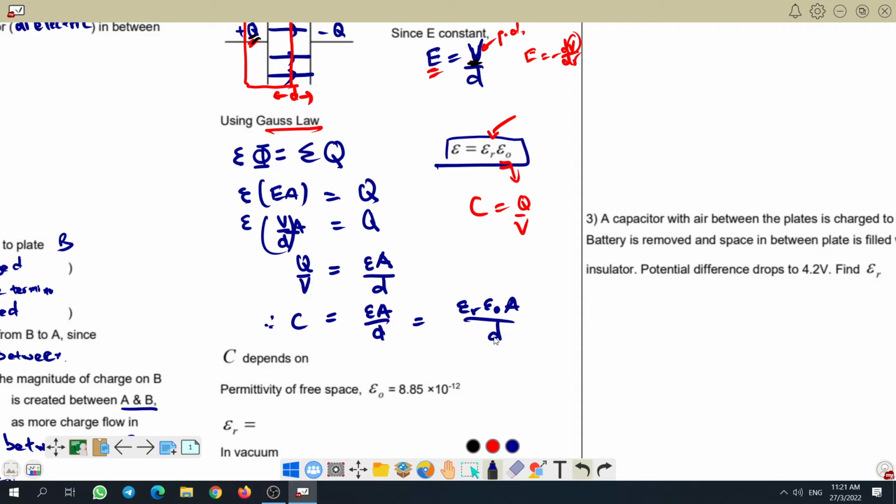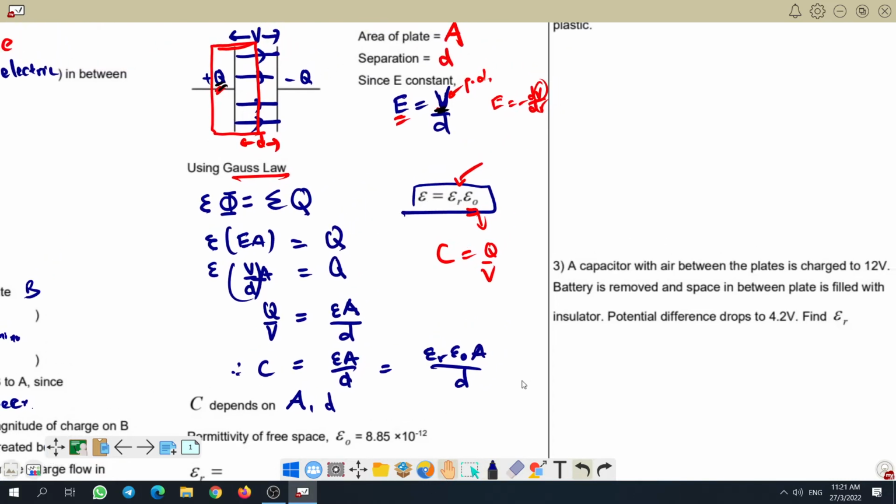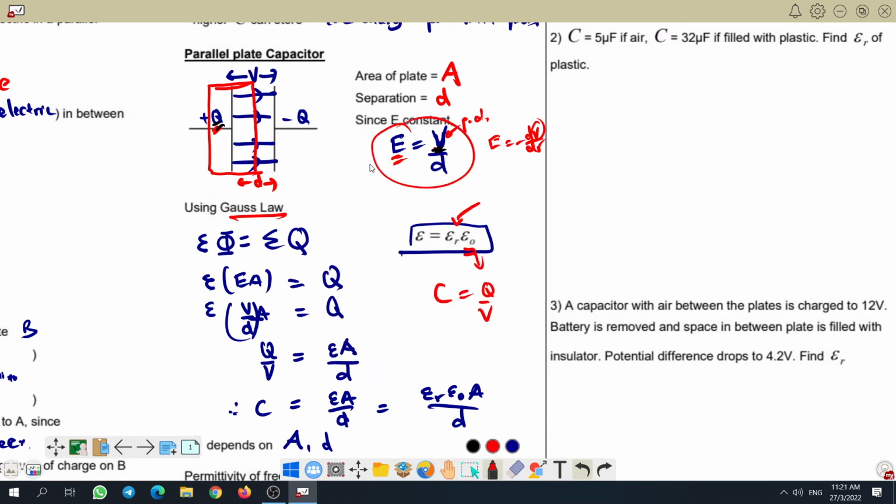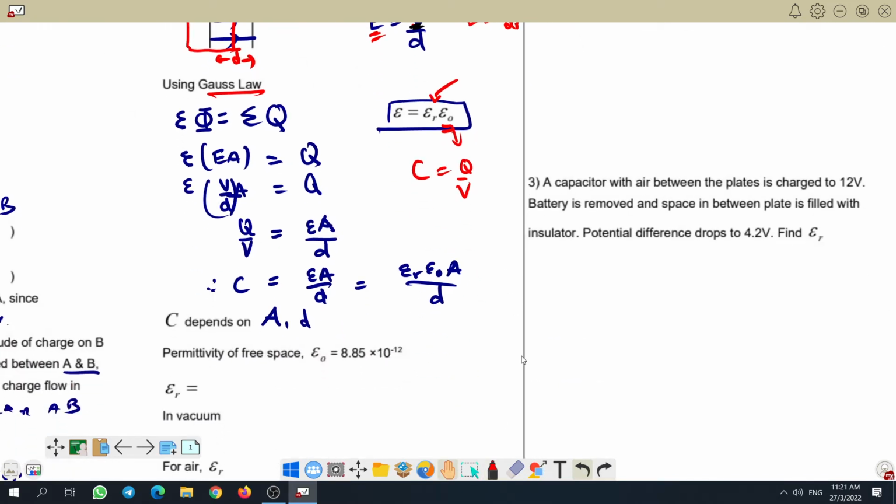Okay, then look at it. Does it make sense? C depends on A, and you can see the higher the A, the higher the C. Logical, right? A bigger area stores more charge. It depends on D. The closer, the better, it makes sense. The closer, the higher the V, since E equals V per D. If D is small, V is high, so more is induced. If it's far, it's harder to induce. And then of course epsilon R depends on the type of insulator or dielectric.